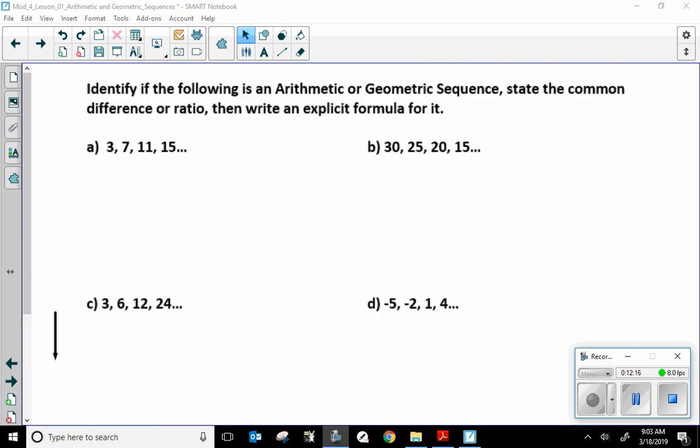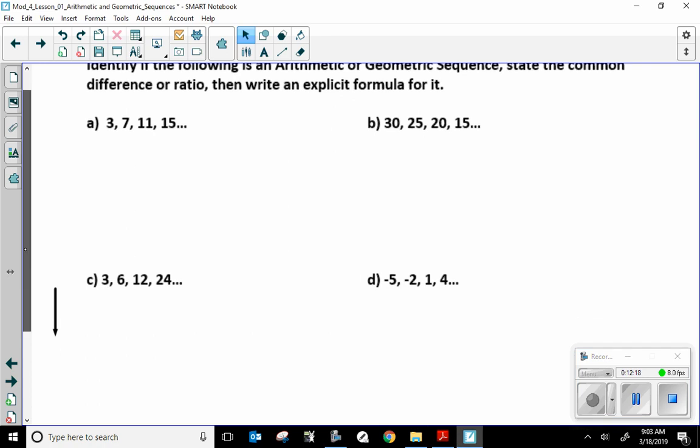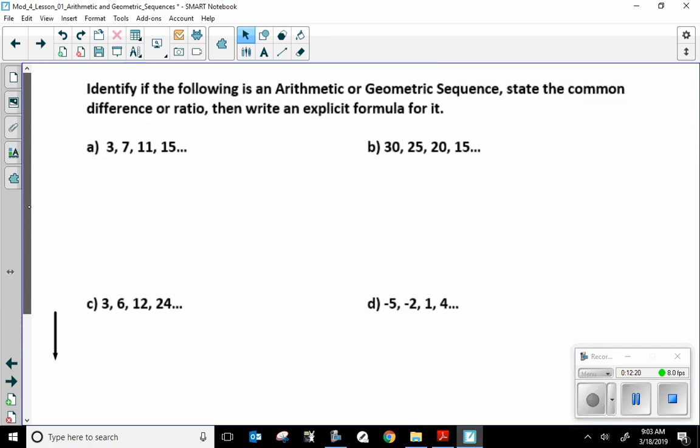All right, we have 6 problems here. If you just don't see them on the board, there's the last 2. Identify if the following is arithmetic or geometric. State the common difference or ratio. Then write an explicit formula for it.